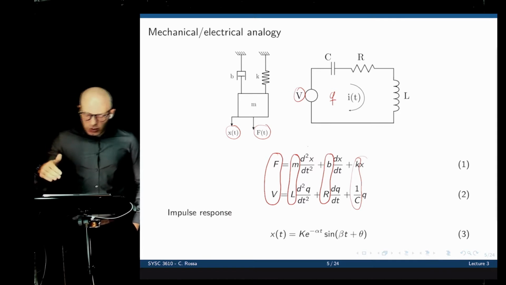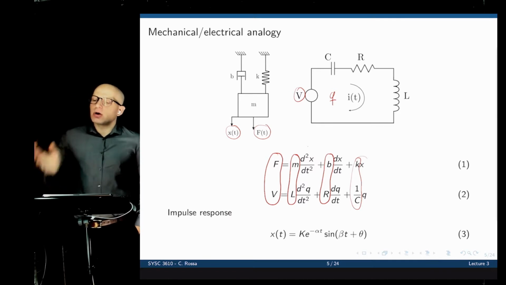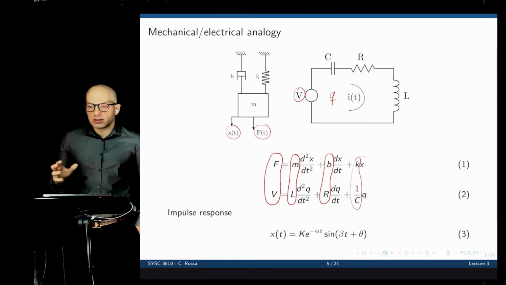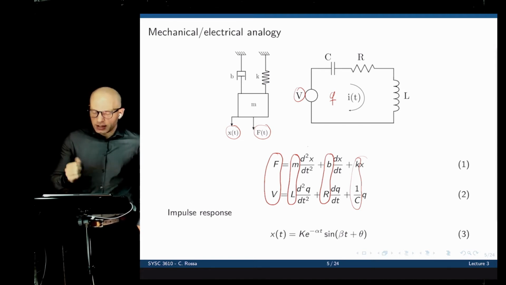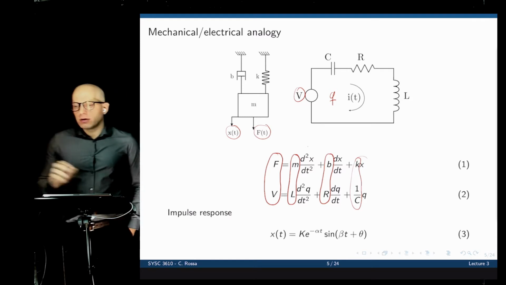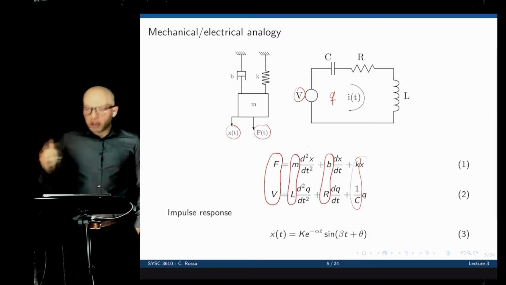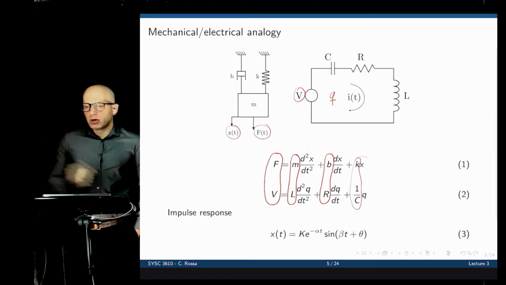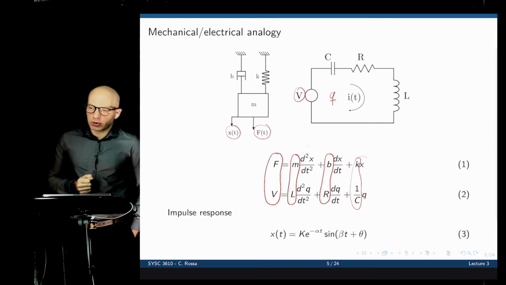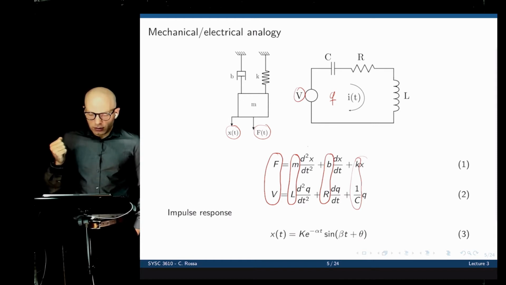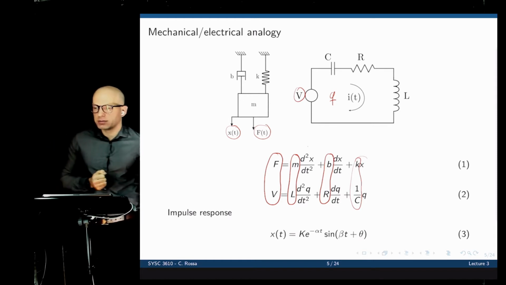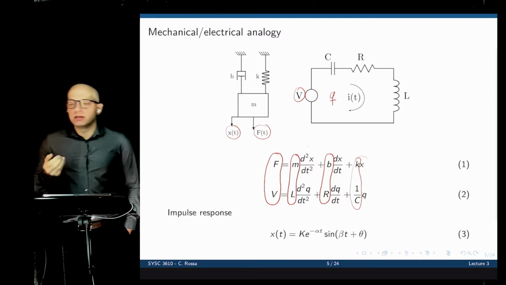The elements in these equations perform the same thing; we just call them differently, but physically, they are performing something very similar. If we calculate the impulse response for the system, of course, depending on the parameters we use, we'll see that later, it is not as straightforward as here, but one possible solution is equation 3, which is a sinusoidal and exponential waveform that will describe both the current and the charge, and the displacement and the speed in this circuit.